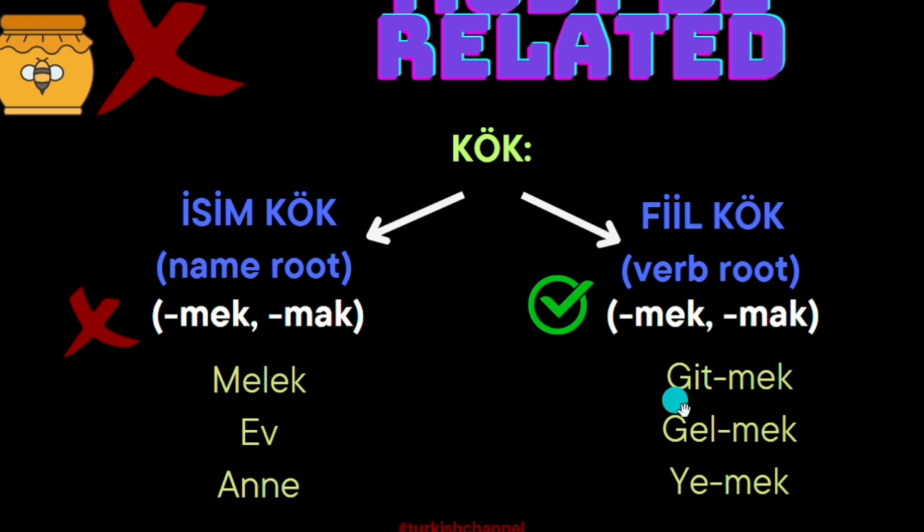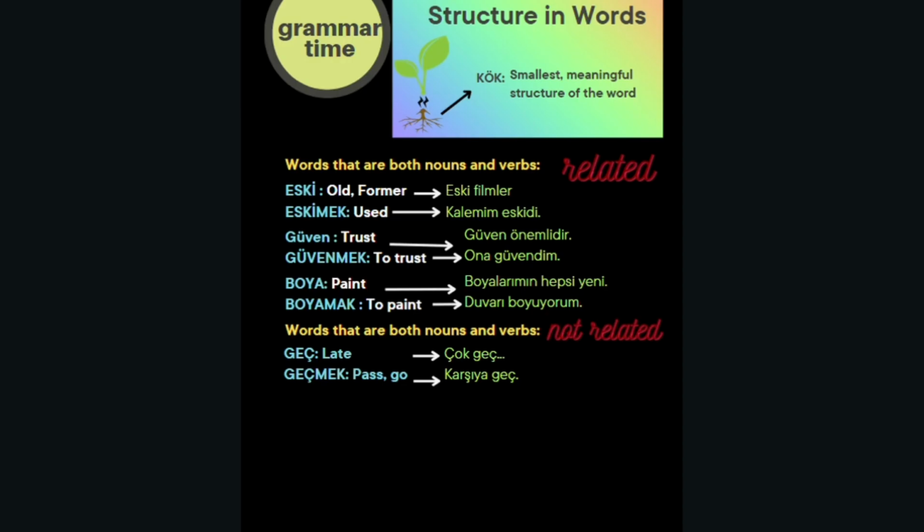And git is a verb root, gel is a verb root, ye is a verb root, because in Turkish we say mek or mak for to go, to come, to eat, to drink, to buy, blah blah. To as in English means mek or mak in Turkish. I think you understand this. Let's go to another page. Okay.